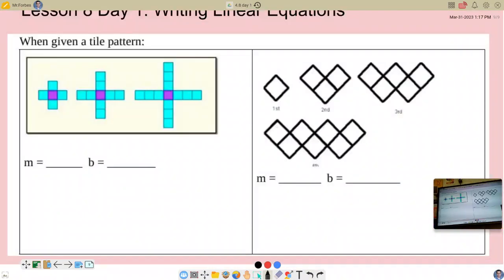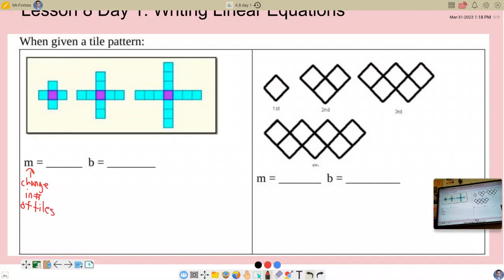So then we also do it from patterns. So if you turn your page over to the next page, patterns. Okay, so what if we have tile patterns? How do we get our slope and how do we get our b value? Well, when we have a tile pattern, our slope is just the change in the number of tiles.